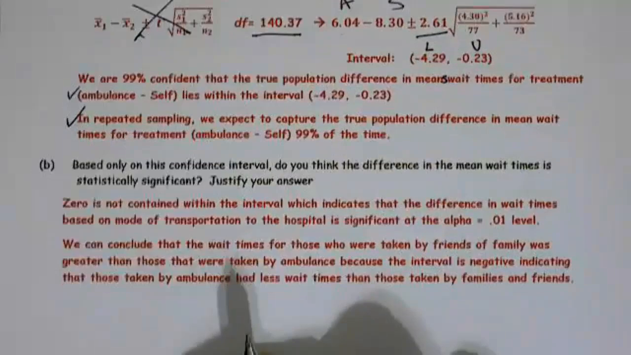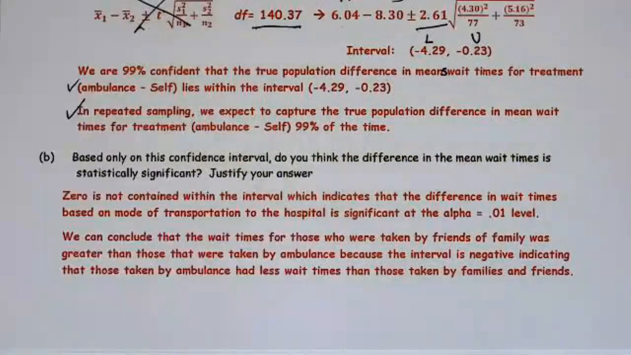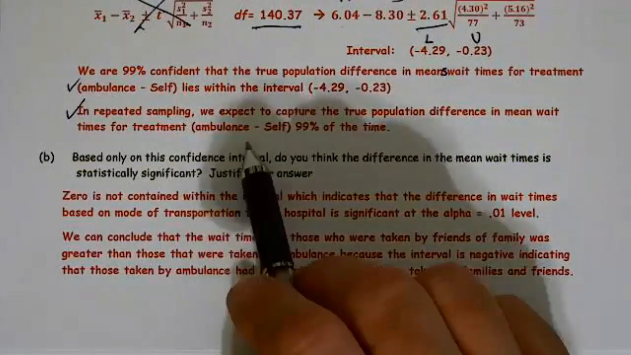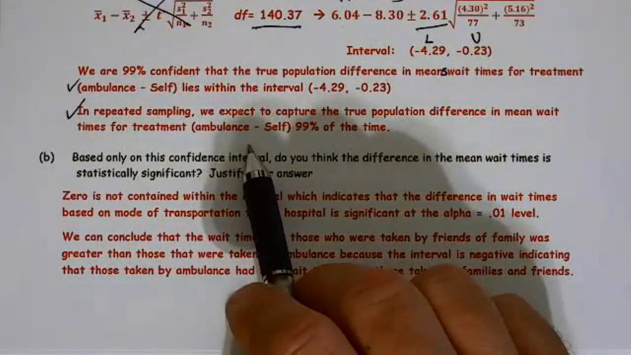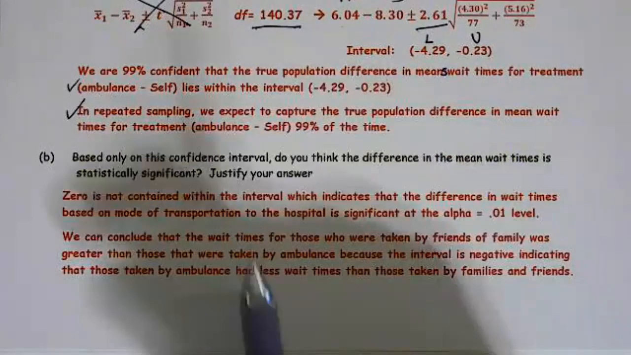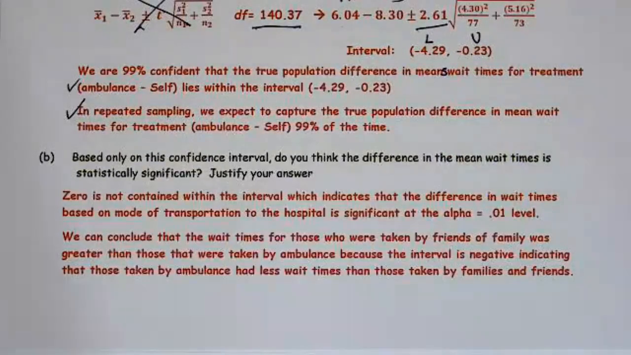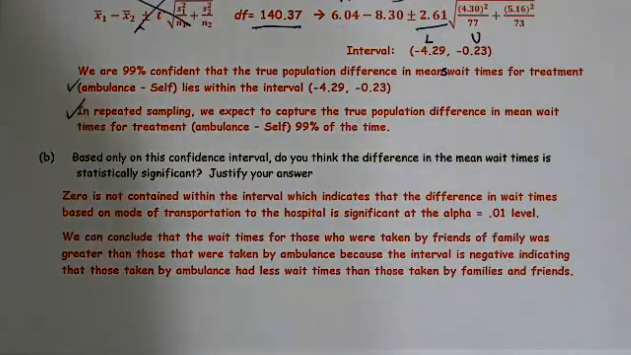And finally, part B. Based only on this confidence interval, do you think the difference in mean wait times is statistically significant? Well, I notice that 0 is not in the interval. If 0 is in the interval, it's not statistically significant. If it's not in the interval, it's statistically significant.